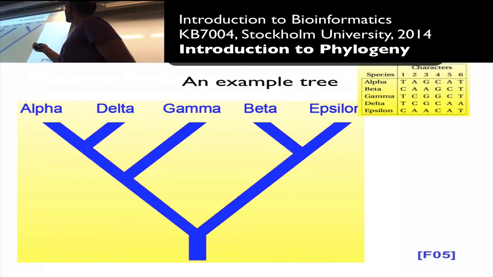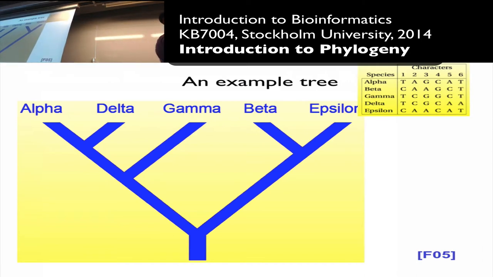So here I have the species, alpha, beta, gamma, delta, epsilon. I have the characters here, so the sequences. So we only look at the first column here, and then I would have T, C, T, T, C. So how can I find the minimal number of changes, mutations, that can explain this observed pattern, T, C, T, T, C? Here of course we are talking about changes, because T and C are different.